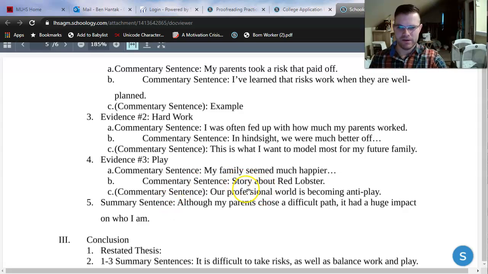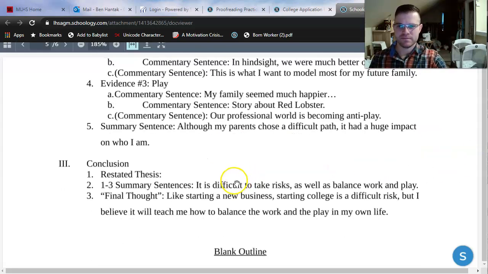Especially a story about going to Red Lobster. That's a memory that's always going to stay with me. So I would use that memory to talk about the importance of joy and play, even amidst hard work. And then my conclusion wraps that up as well.